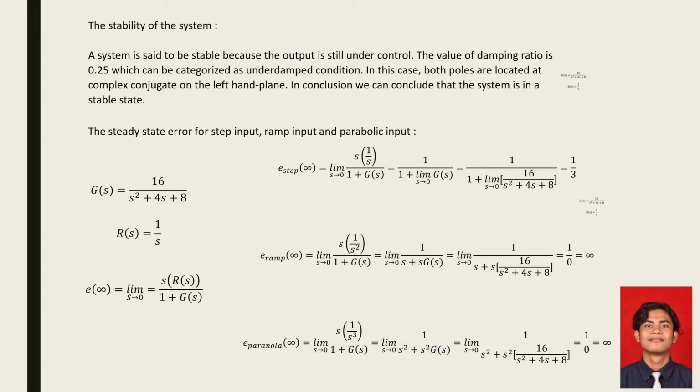The last question is the steady state error for step input, ramp input and parabolic input. Our G(s) is 16 over s square plus 4s plus 8 and R(s) equals 1 over s. So we take the limit as s approaches 0 for the three of them, and we got for the step input 1 over 3, and the ramp input is infinity and the parabolic input is infinity.